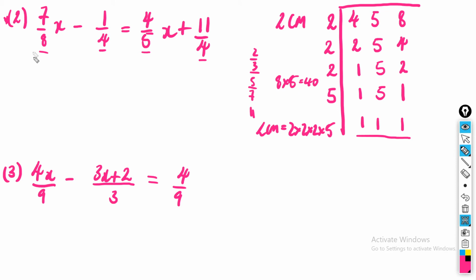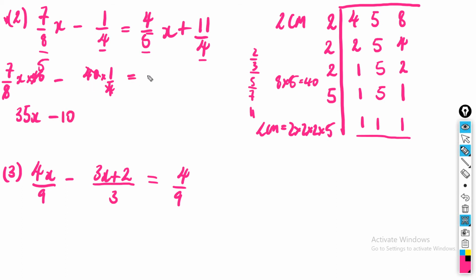Cool. So we're going to multiply everything here by 40. So it's 7 over 8x multiplied by 40. This 8 goes into 40 5 times. So we're going to end up having 7 times 5, which is 35x, minus 40 times 1 over 4. So 4 goes into 40 would be negative 10.